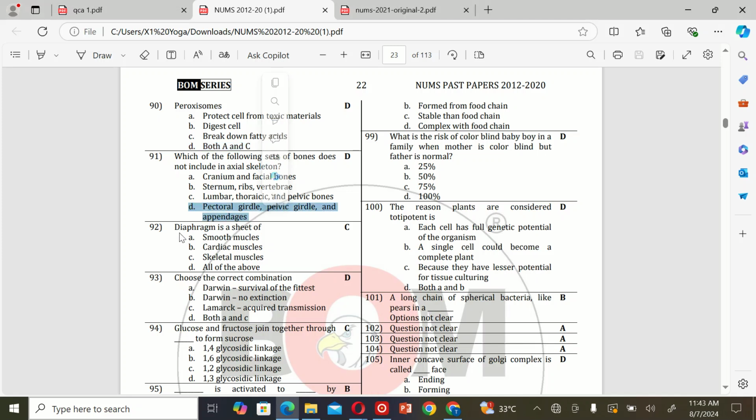The next MCQ is, diaphragm is a sheet of A. Smooth muscle, B. Cardiac muscle, C. Skeletal muscles, and D. All of the above. So the correct option is C.